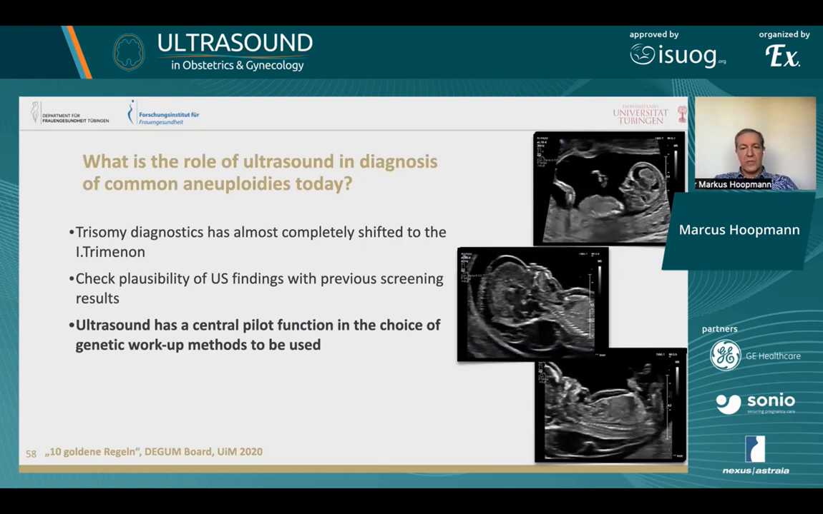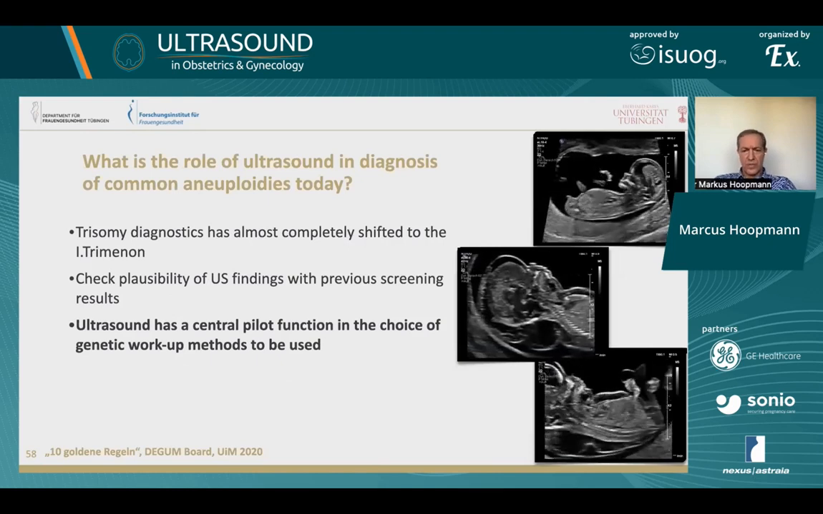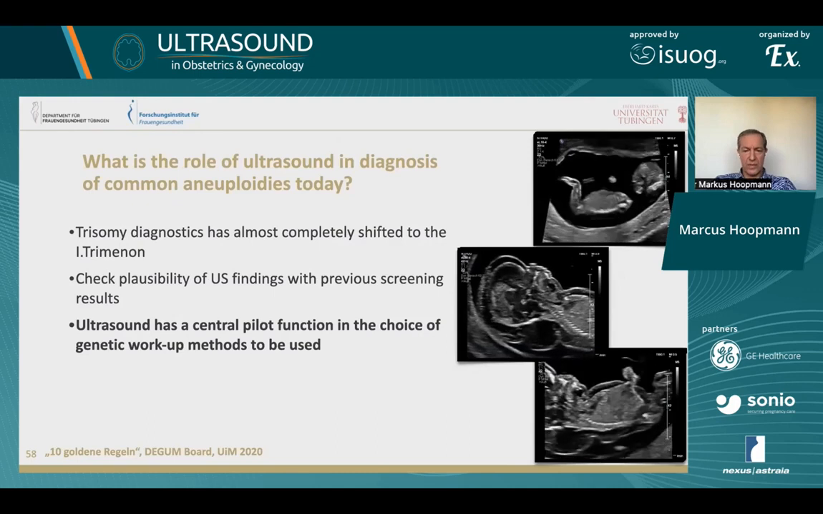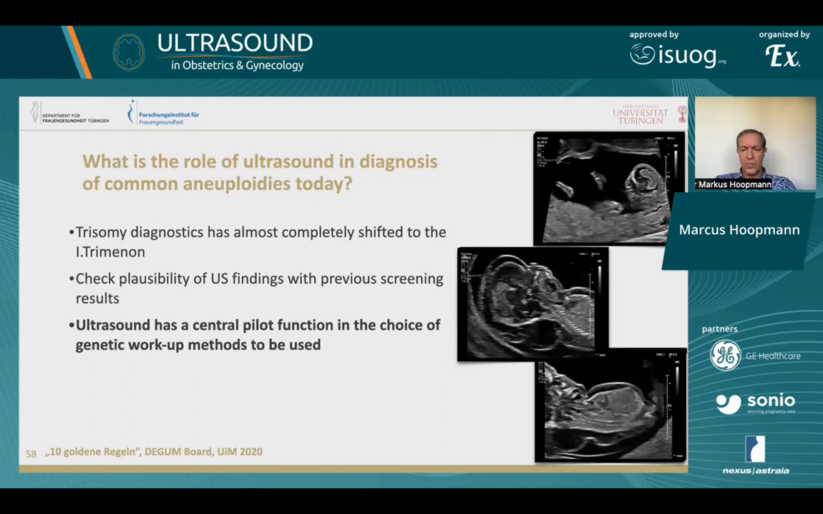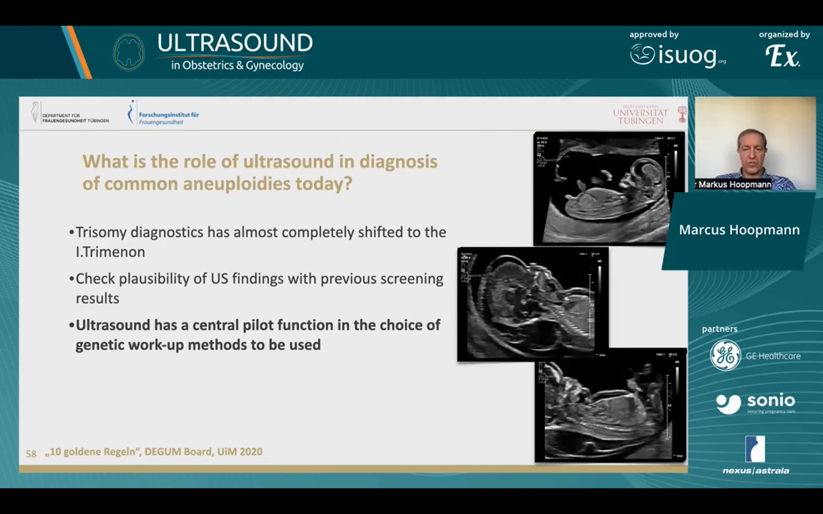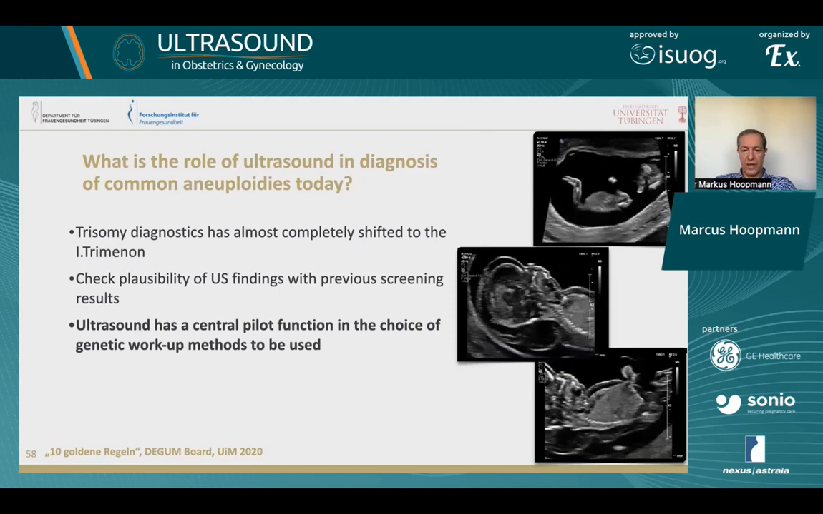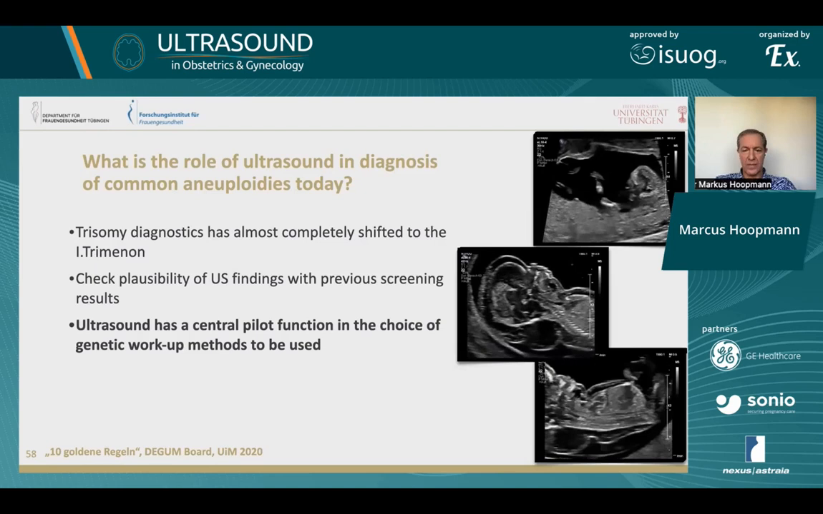So let's come to the end and to the summary. What is the role of ultrasound in diagnosis of common aneuploidies today? So for trisomy diagnostics, this has almost completely shifted to the first trimester. This we have to admit. But you have to check for plausibility of ultrasound findings with previous screening results when you do a second trimester.